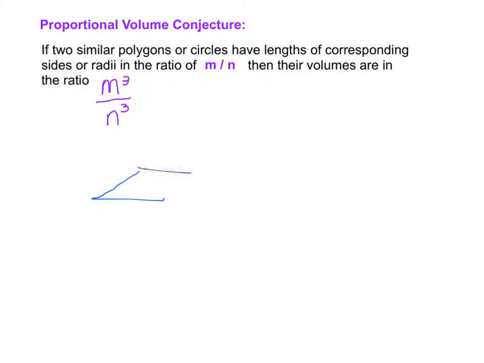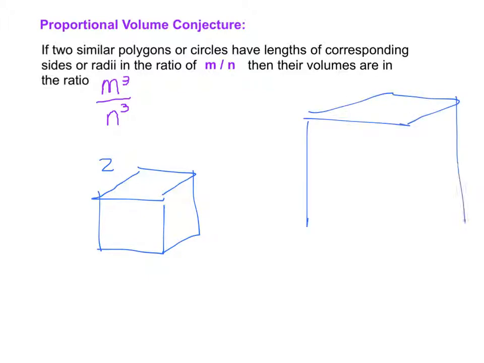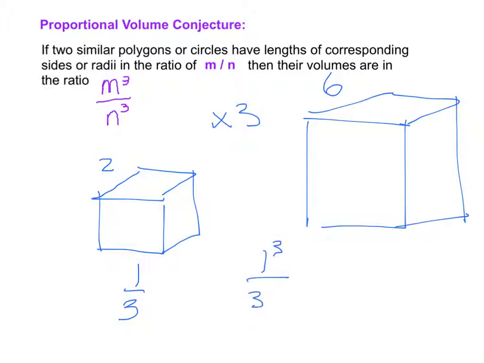Say we have, for example, a cube, and it has sides of length 2, and then we have a bigger cube that has sides of length 6. Then again, this multiplier is going to be 3. It's a ratio of 1 to 3. Then the ratio of their volumes is going to be 1 cubed over 3 cubed, or 1 to 27.